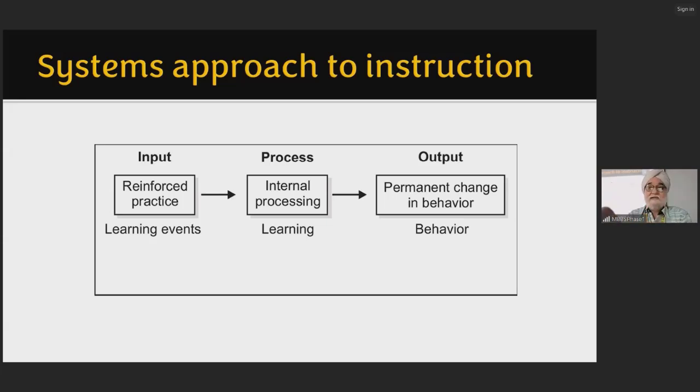Now, by definition, what is learning? Learning is a permanent change in behavior as a result of practice. Interestingly, the most important part of the educational system, that is the processing, happens inside the student's mind. So there's no way you can actually see what is happening there. But what we can see is what change in behavior has happened as a result of that processing. So that gives us an idea about what kind of learning is happening.